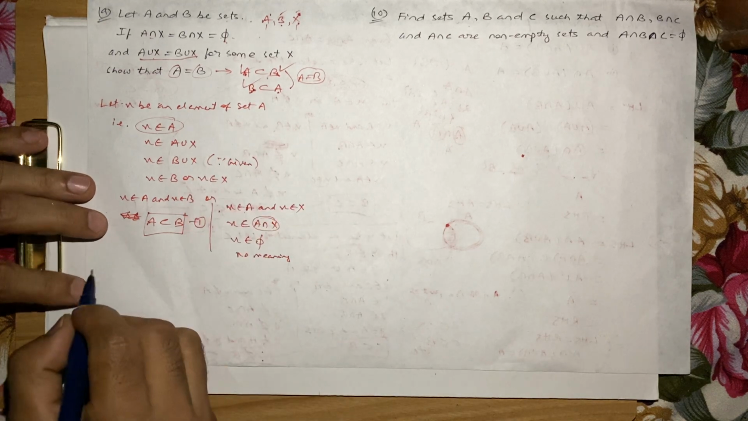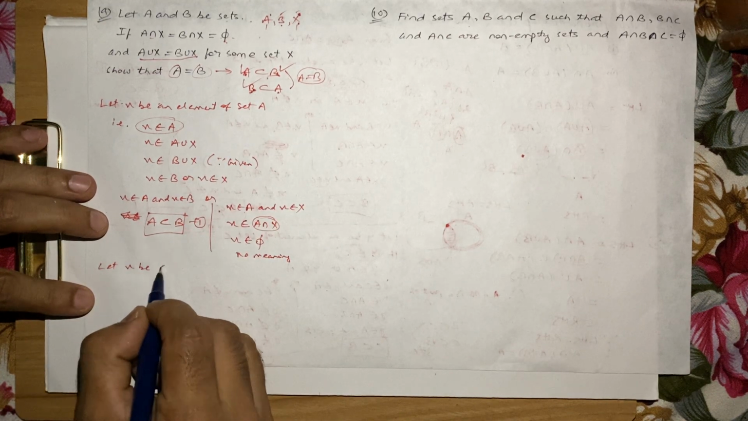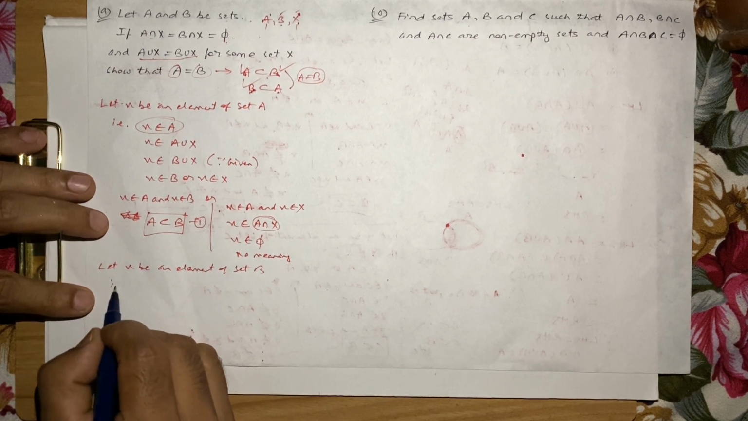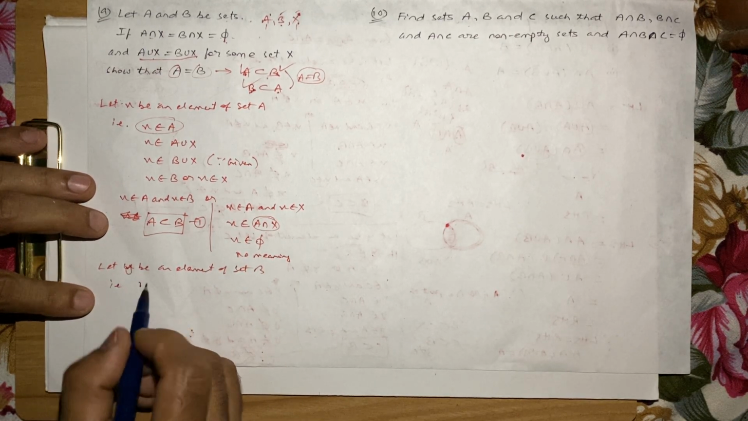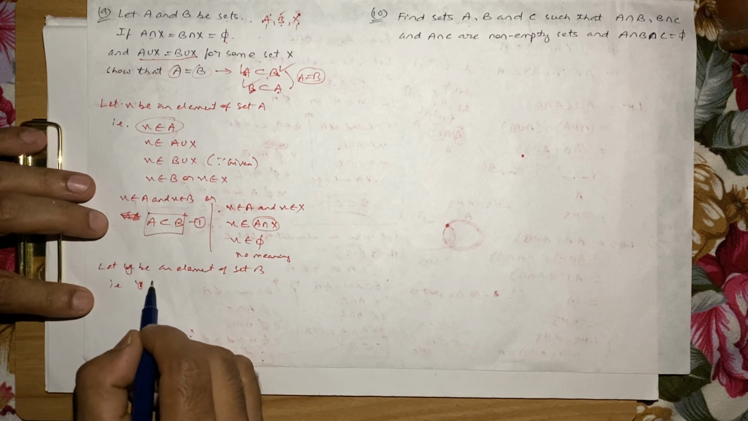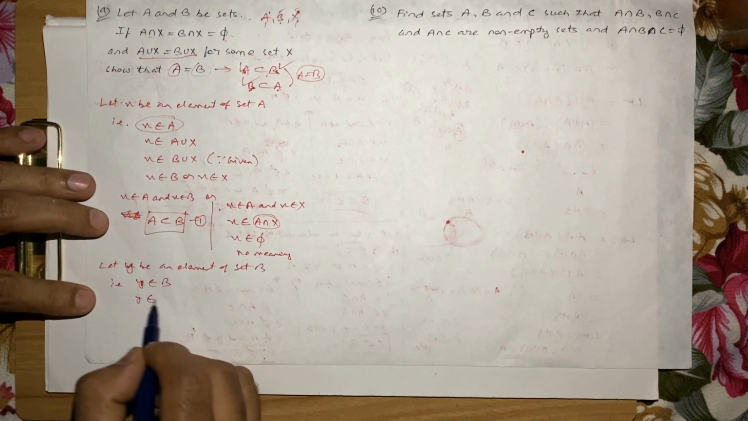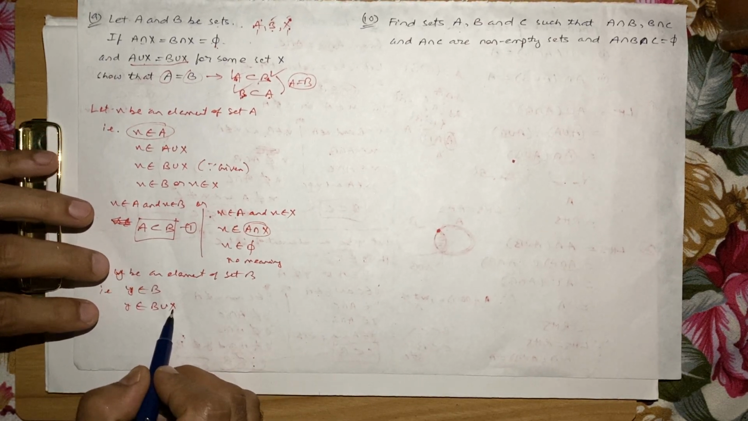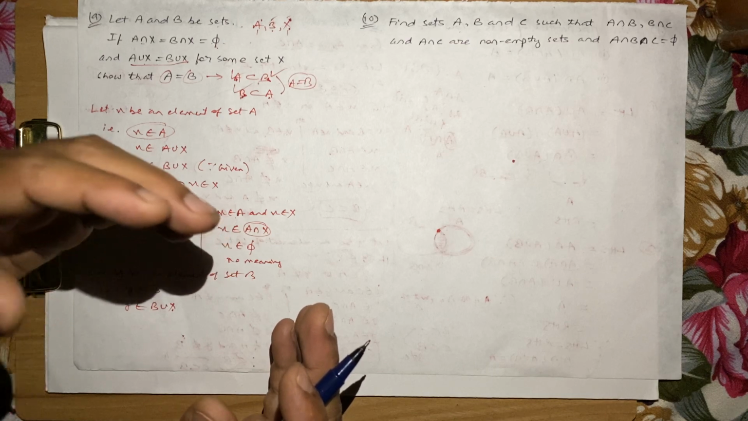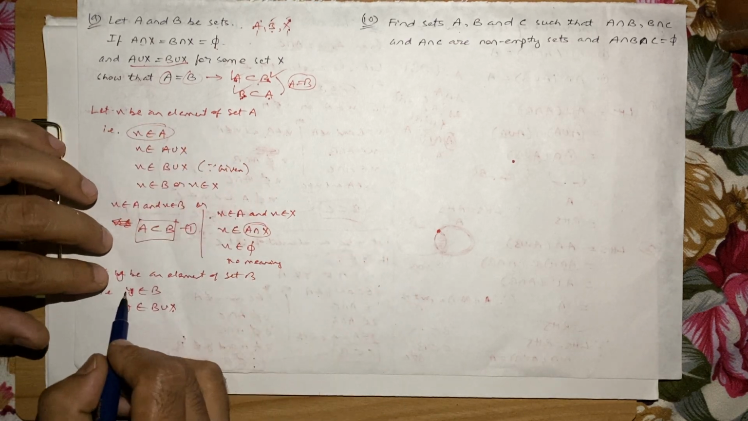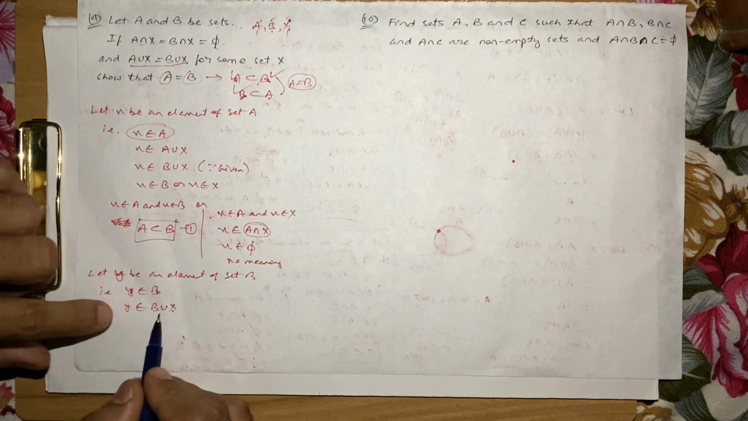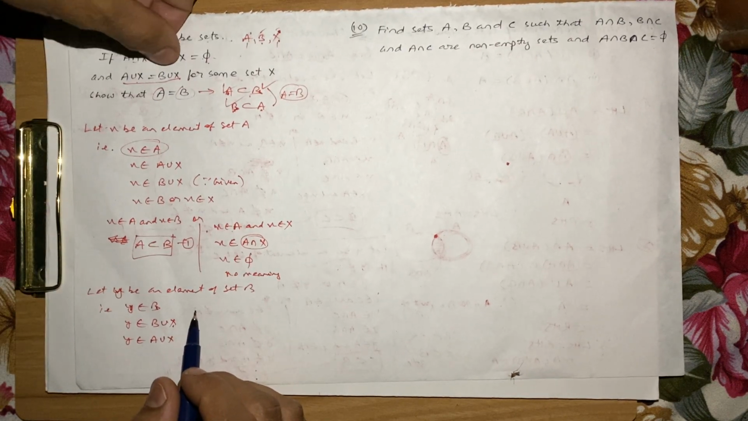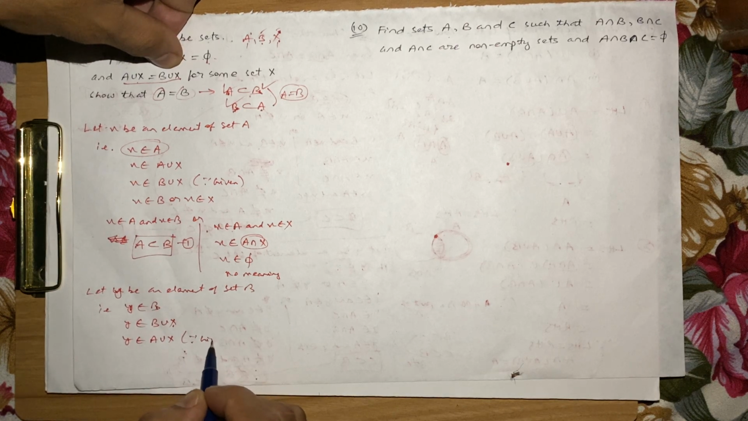So let's start from B. Let x be an element of set B. Or y, let's say, so we'll not get confused then. So y belongs to B, I can say. So y will obviously belong to B union X because B union X is a set that has all the elements of B and X as well. So if y is an element of B, then y will obviously be present in this set. So in place of this, I can write A union X, because A union X is equal to B union X since it's given.